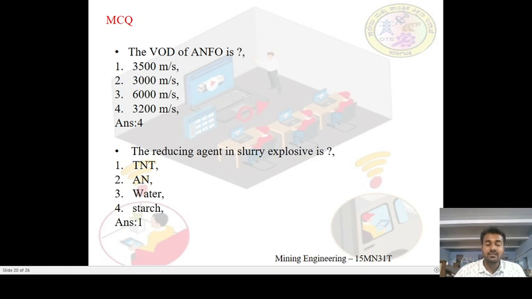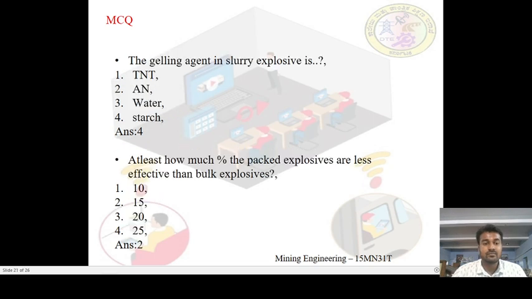Now we have seen the velocity of detonation of ANFO is 3200 meters per second. The reducing agent in slurry explosives is trinitrotoluene, that is TNT. The gelling agent in slurry explosives is starch. At least how much percentage are packed explosives less effective than bulk explosives? It is 15%.